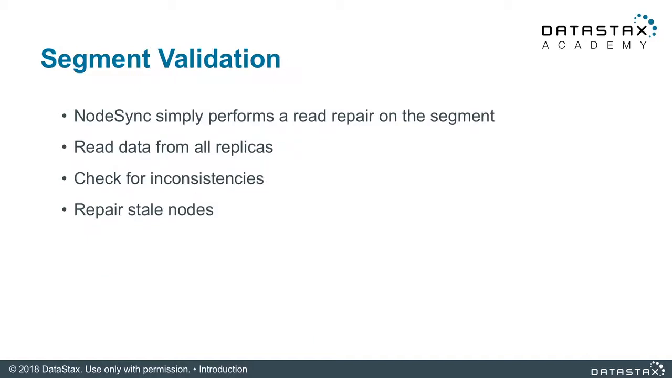Repairing a segment is straightforward. Node Sync uses the same repair process that read repair or full repair uses. That is, read the data from all replicas and ensure they are in sync. If they are not in sync, update the nodes with the earliest timestamps to the nodes that have the latest data.